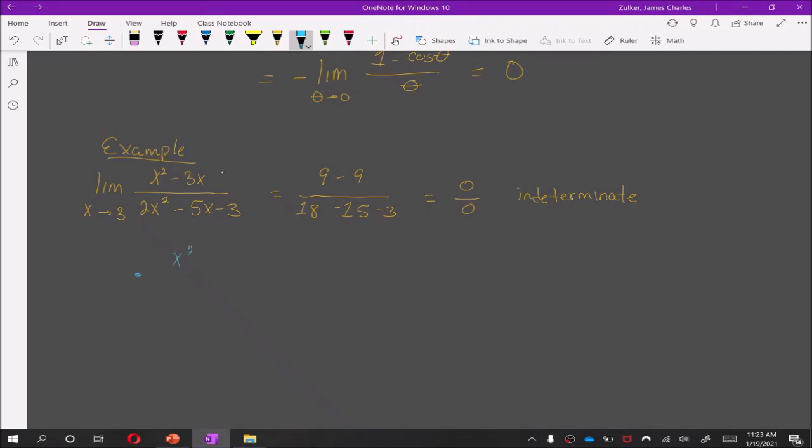Look at x squared minus 3x over 2x squared minus 5x minus 3. And our goal is to try and simplify this. So let's factor numerator and denominator. We can factor an x from the numerator. And now the denominator. Right, so x and 2x, 3 and 1. Then minus and plus.